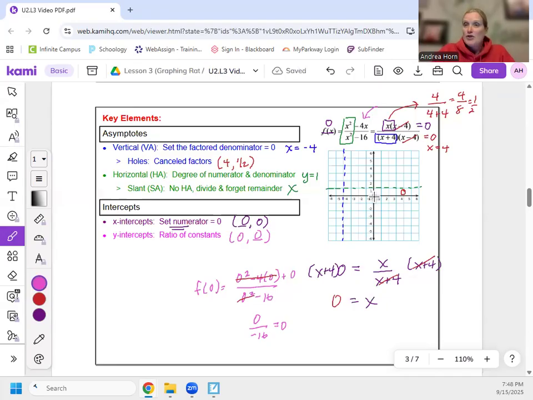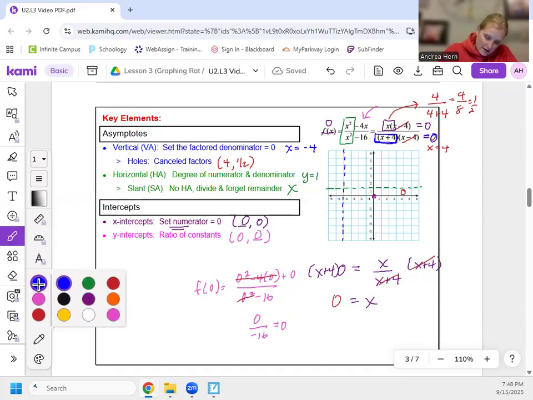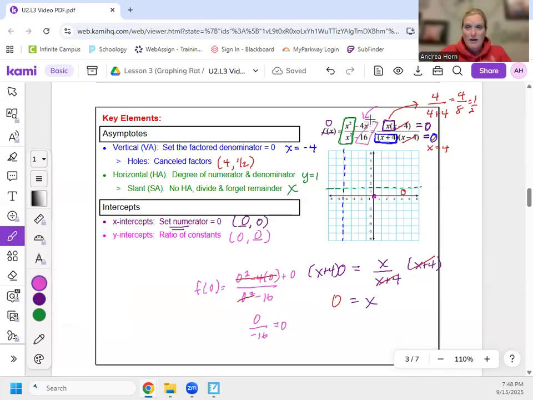Okay. So the big idea is that for the vertical asymptotes, we're going to set my denominator equal to 0. For my horizontal asymptotes, we're going to look at the ratio of my front terms. For my x-intercepts, we're going to set the numerator equal to 0. And for my y-intercept, I'm going to set my constants into a ratio.